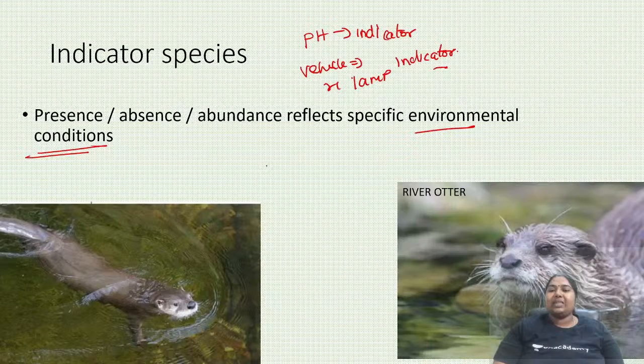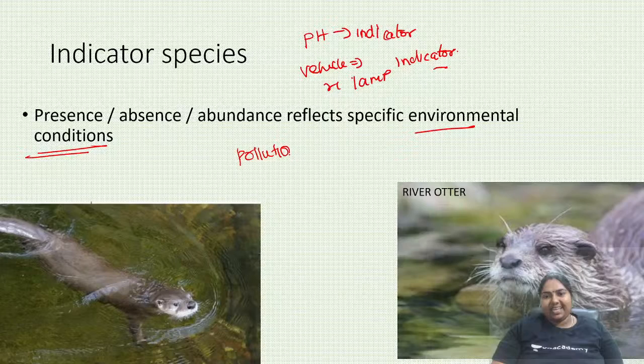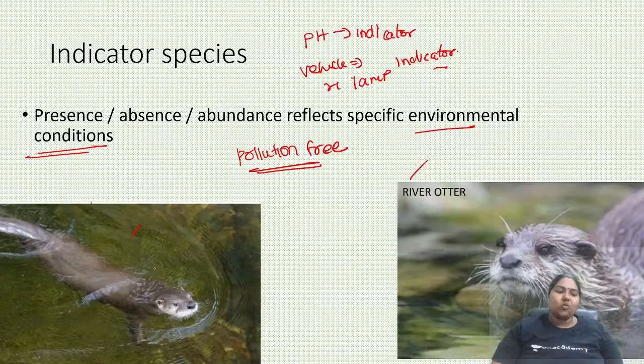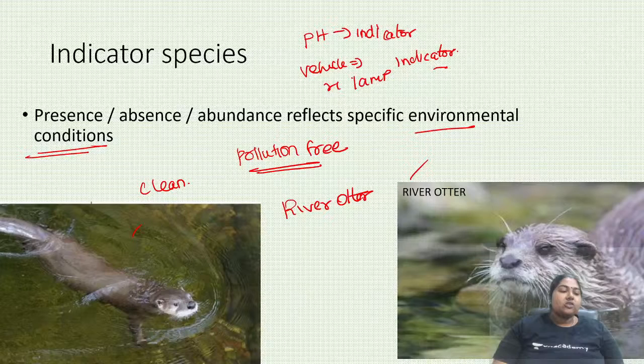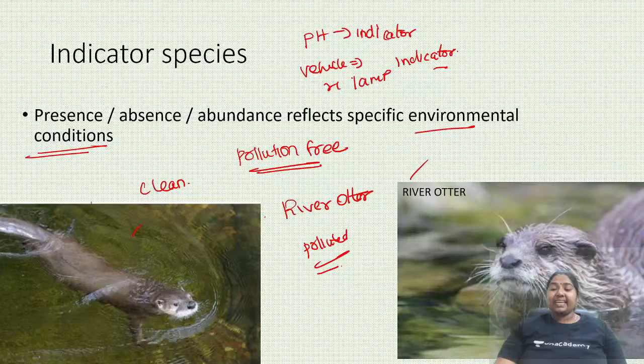If this environment is pollution free, all these organisms will be present. See this water? By seeing the water only, you can see the quality of the water is very clean. In such a place only, this river otter will survive. If the area is getting polluted, they will not stay in that area. They will immediately quit that area. So that is an indication that the area is clean or that the area is going to be damaged.